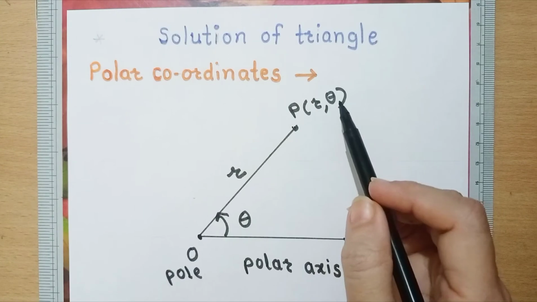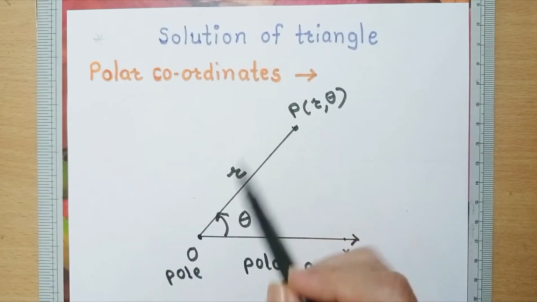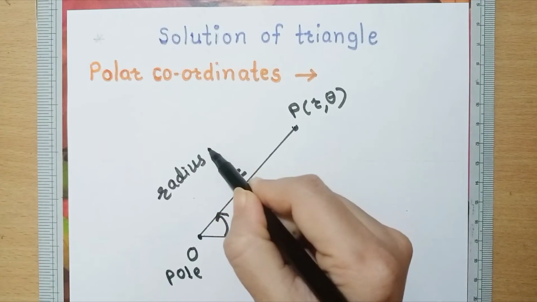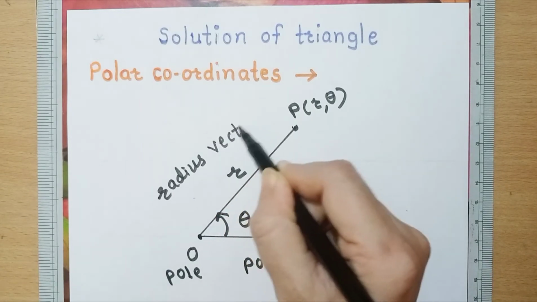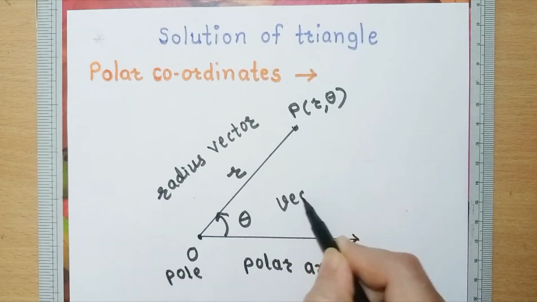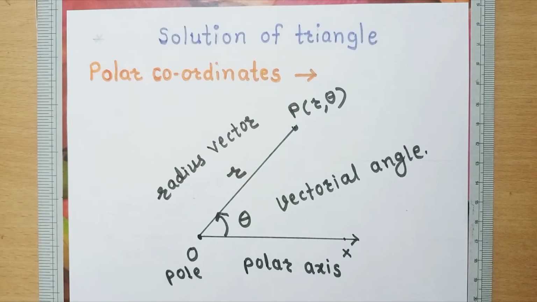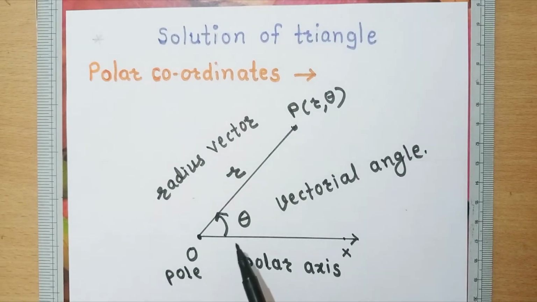Then r and theta are called the polar coordinates of point P, and this r is called the radius vector, and this angle theta is called the vectorial angle of point P. Always keep in mind this theta lies between 0 to 2 pi, which is a positive angle, and this pole has no polar coordinates.